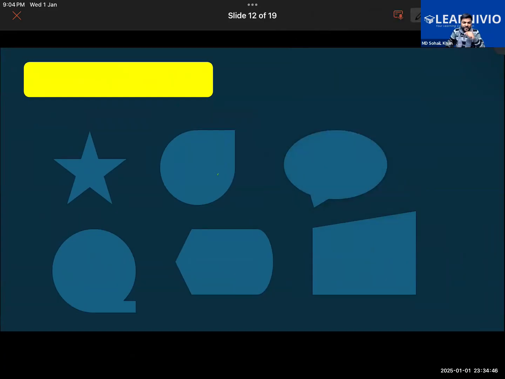Next, take a look at these different shapes, and you have to tell me which shapes over here will have lines of symmetry. Just tell me the number of lines of symmetry in this star. Tell me.